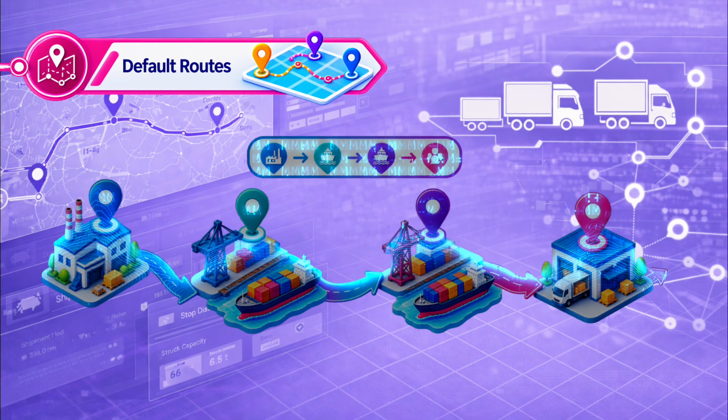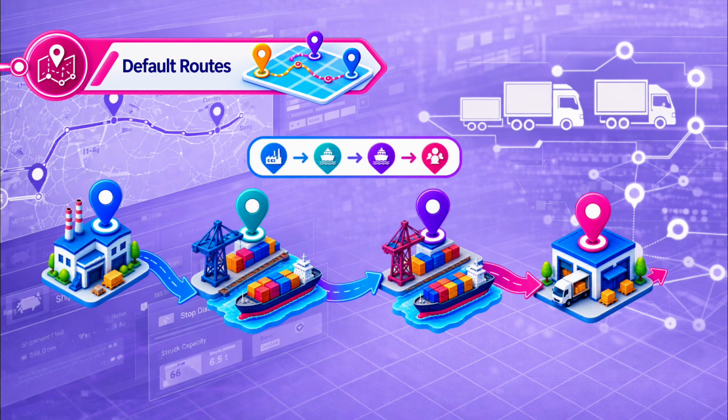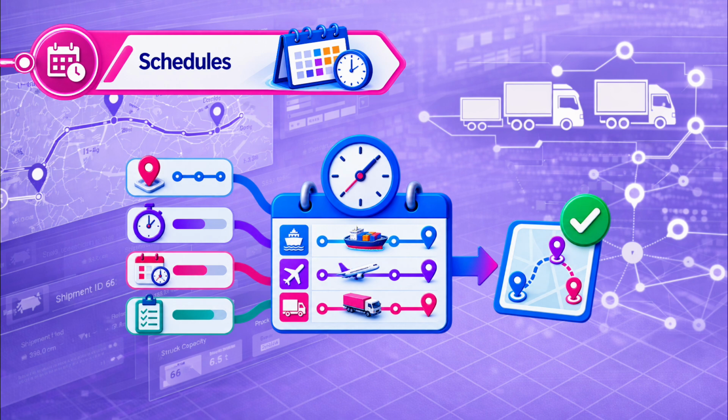A default route defines a predefined sequence of stops between a source and destination. For example, plant, port of origin, port of destination, and customer. SAP TM can use this information to propose a route during the transportation process. Finally, SAP TM can use schedules when transportation operates according to fixed departure and arrival times. SAP TM can use this information to support more structured and predictable transportation planning.